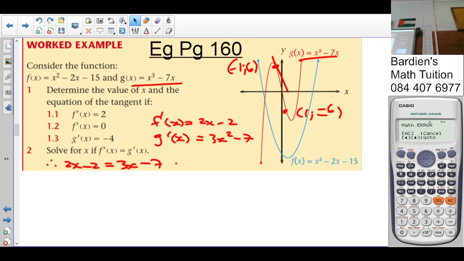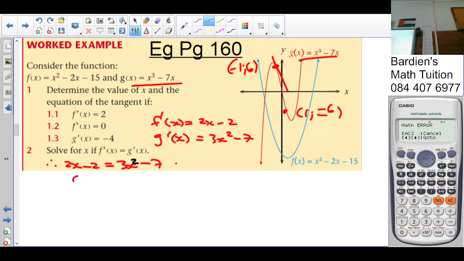Okay, as you know, the program is cut out. So solve for x. If f prime x is equal to g prime x, we worked out the derivative of f of x to give you 2x minus 2. G prime x is going to give you 3x squared minus 7. Because they want you to know at which value of x is that the case? So we set the two equal to each other.